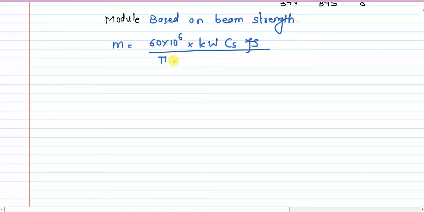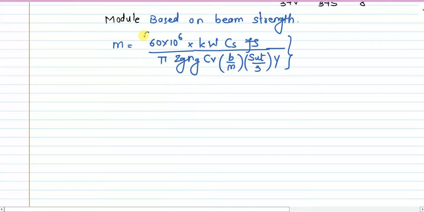Divided by pi into ZG and NG, multiplied with Cv into B by M. This ratio will be already assumed, or it will be available, into SUT by 3 coupled with Y, and this entire entity raised to the power 1 by 3, or cube root of this. Now we will substitute all the values. So let us see, where do we arrive?